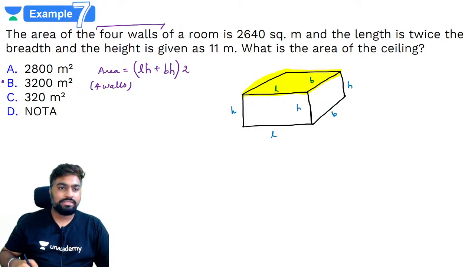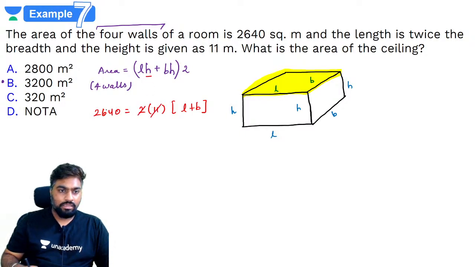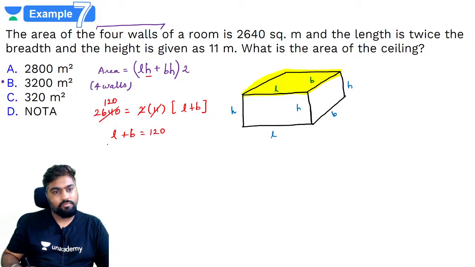एरिया ऑफ 4 वॉल्स इज गिवन, राइट? इसमें अभी अपने को क्या पता है? We know that height is 11. So area, that is 2640, is basically 2 times 11 into (L plus B). करेक्ट? कॉमन ले लिया अपन ने. So what is this? This is 120. ठीक है अभी? So you get what? Length plus breadth is 120.